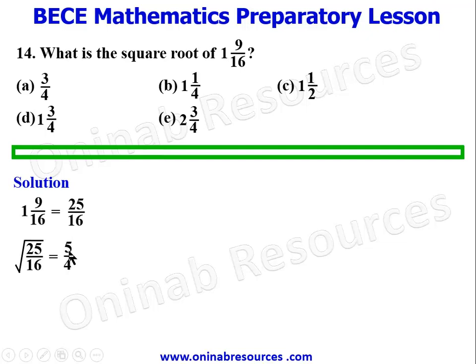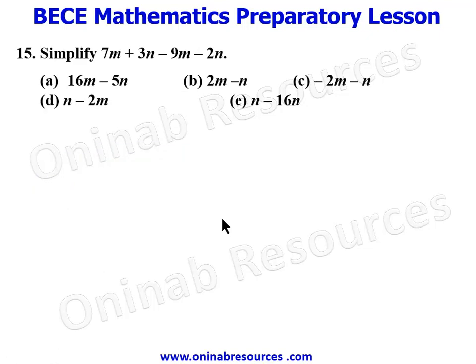And we are not leaving our answer like this. We have to express it back as a mixed fraction. So that will give us 1 whole number 1 over 4. 5 divided by 4 gives 1 remainder 1 over 4. And that is option B. And that's the end of solution to problem 14. We go to problem 15.